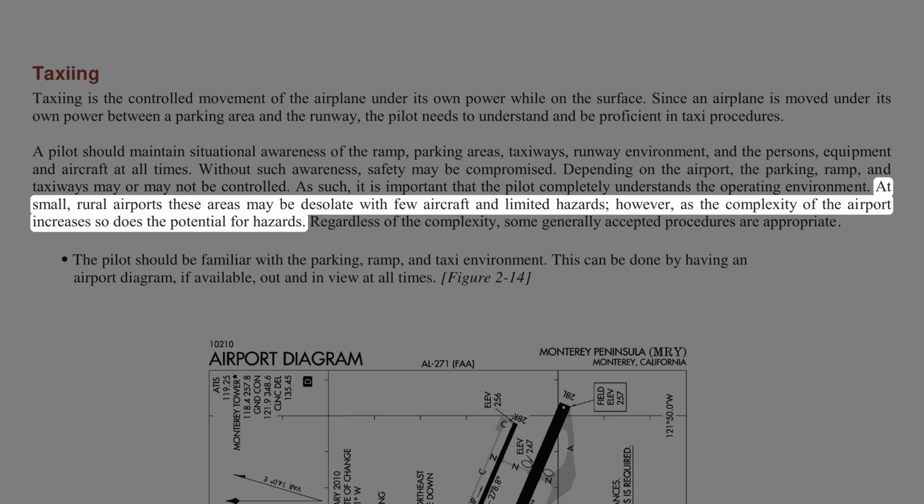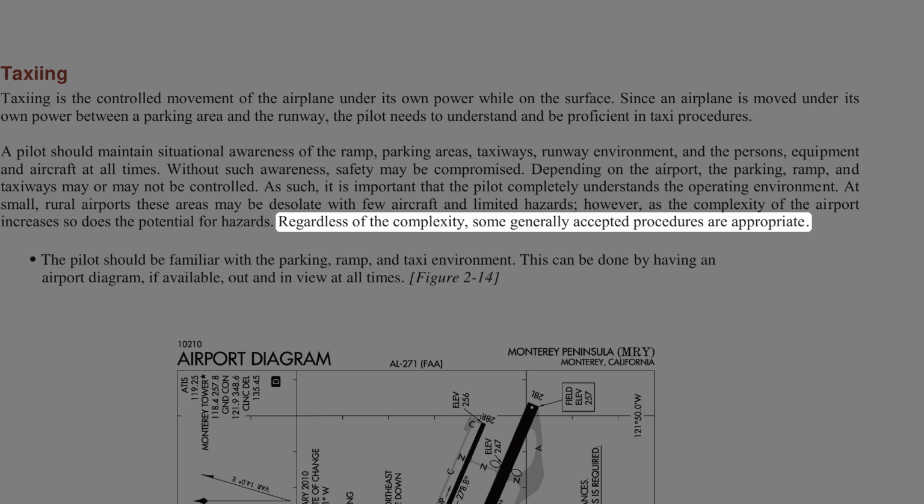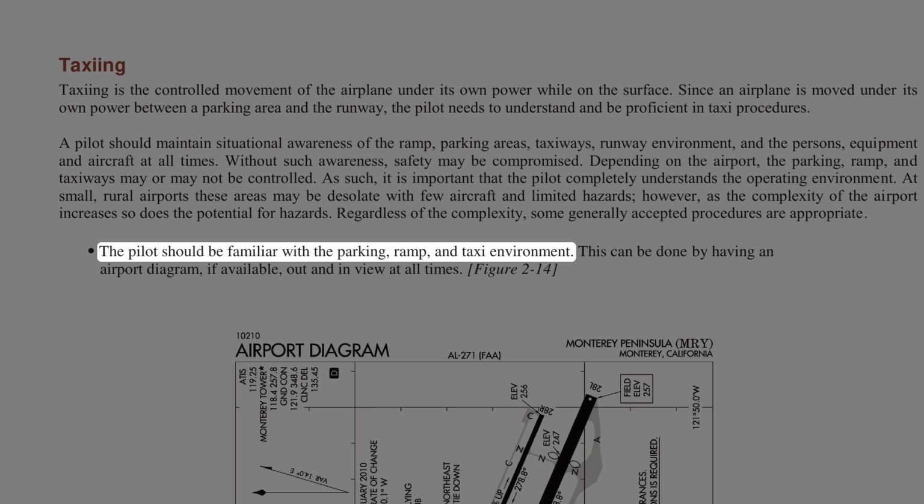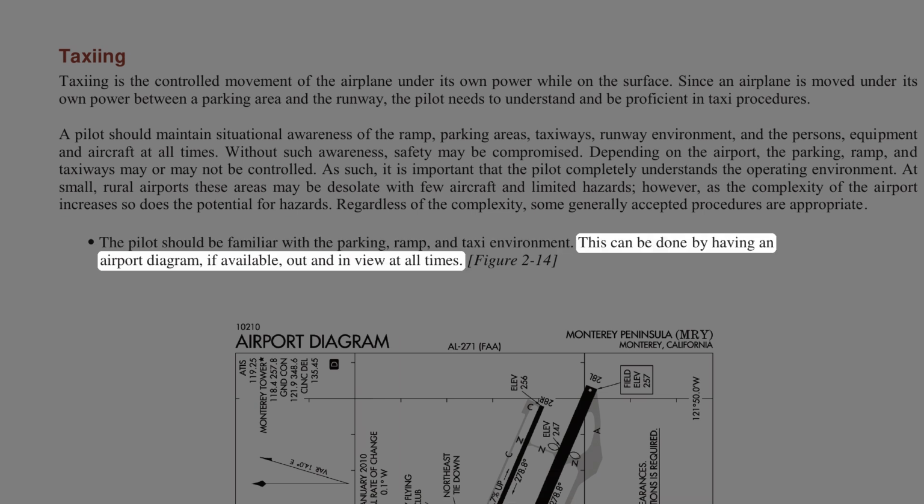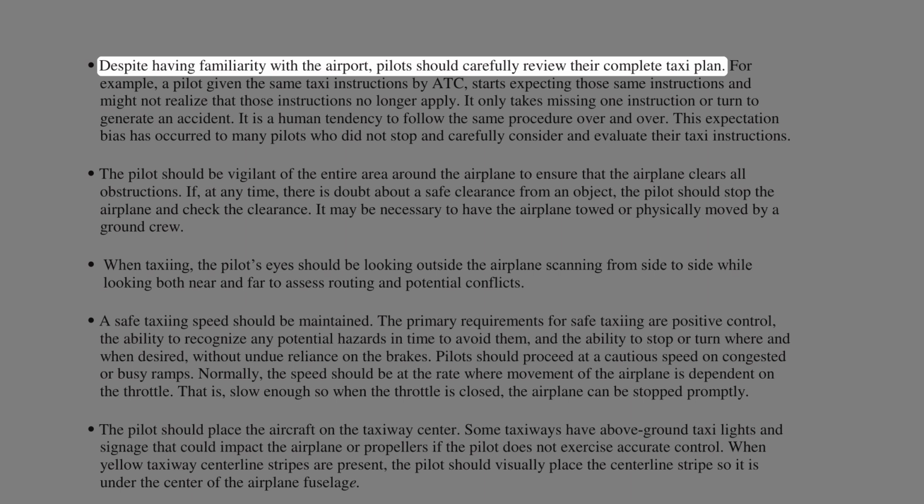At small, rural airports, these areas may be desolate with few aircraft and limited hazards. However, as the complexity of the airport increases, so does the potential for hazards. Regardless of the complexity, some generally accepted procedures are appropriate. The pilot should be familiar with the parking, ramp, and taxi environment. This can be done by having an airport diagram, if available, out and in view at all times. Despite having familiarity with the airport, pilots should carefully review their complete taxi plan.